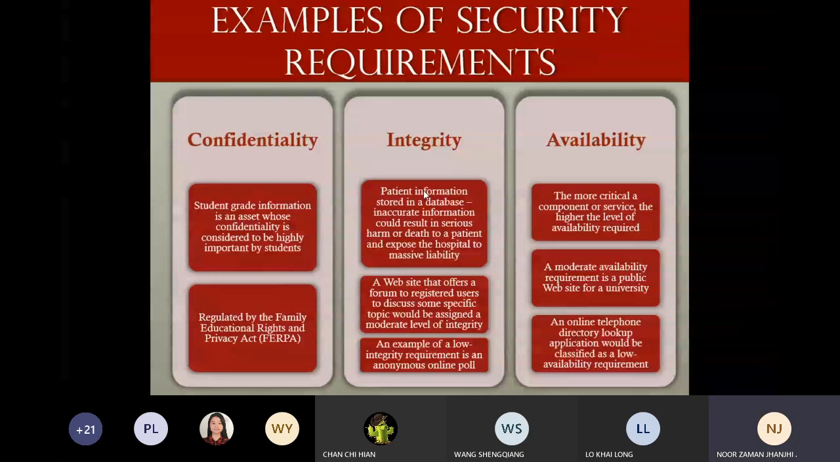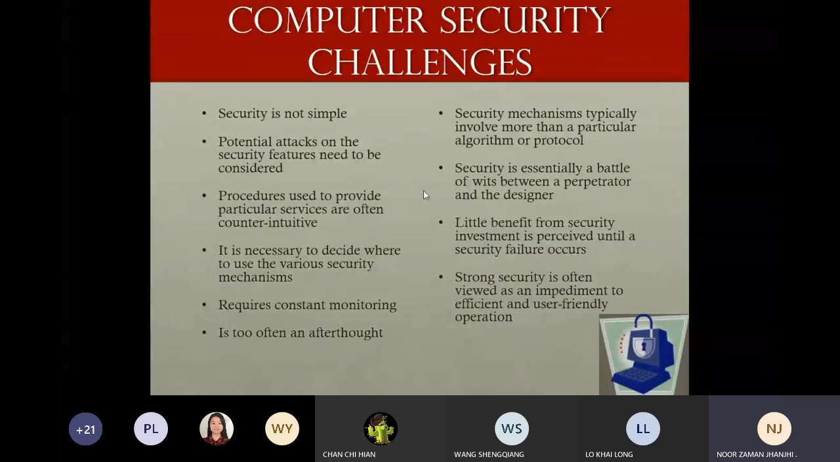The more critical a component or a service, the higher the level of availability which is required as well. So this is how a few of the examples about confidentiality, integrity, and availability. I hope you understand the things. Now, we have challenges to manage and maintain the CIAA. We have challenges to maintain and manage the things. That's what we just discussed now.